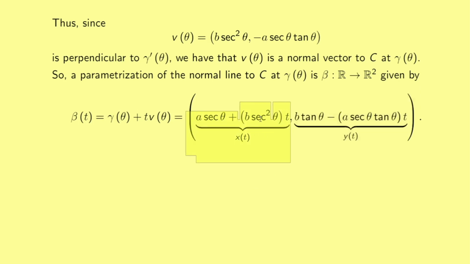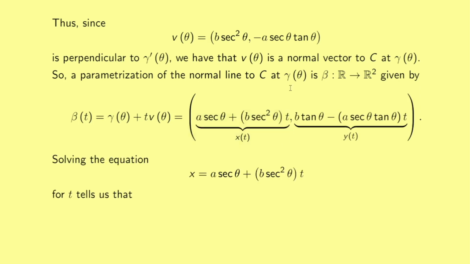Since we have x of t equals this one, we are going to solve this expression for t. It's pretty easy. We just add minus a secant theta to both sides, and then we divide both sides by b secant squared of theta to obtain t. So we get that t equals x minus a secant theta divided by b secant squared of theta. And perfect. What should we do now?